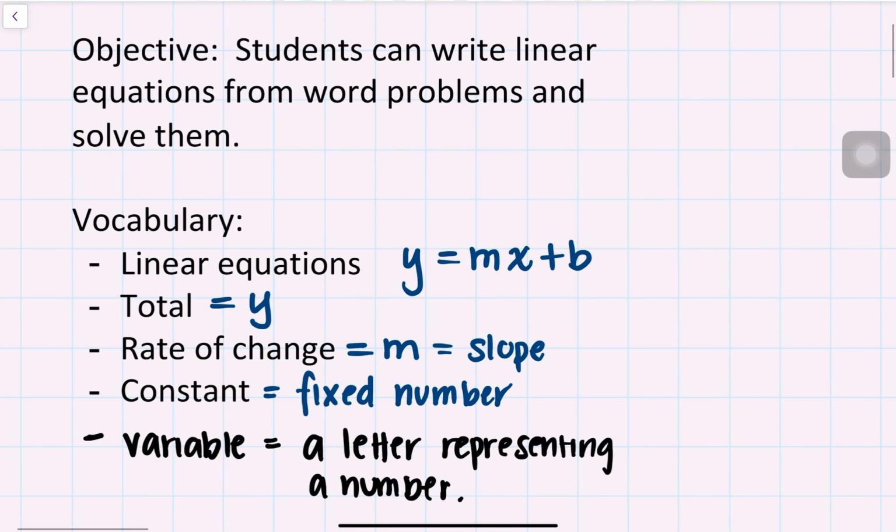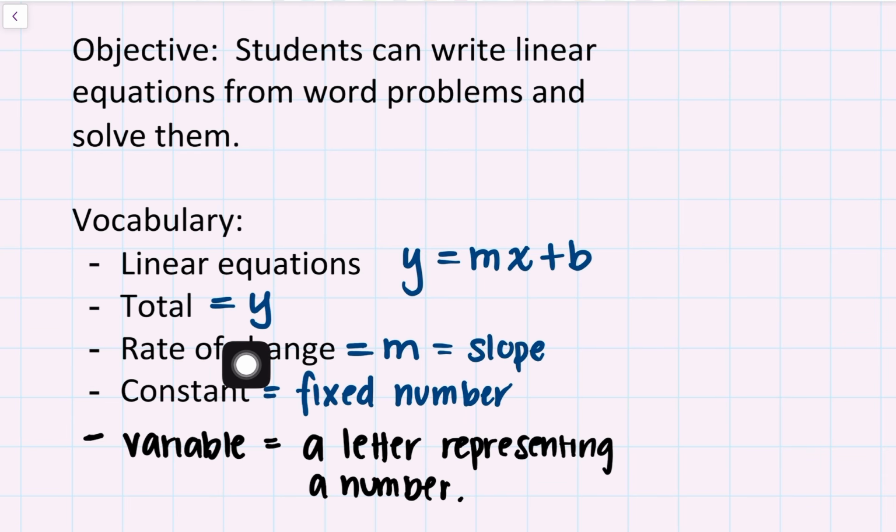All right, you guys. So we're working today, and we're going to focus on writing linear equations from word problems, and we are going to be solving them in this case. Because we're working with word problems, we are going to be writing equations in the format of y equals mx plus b. Once again, this is slope-intercept form. So this is what we're writing our equation as.